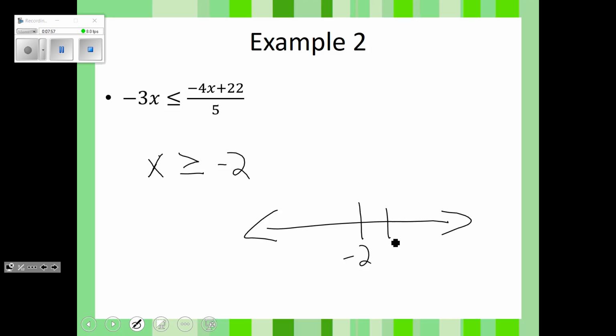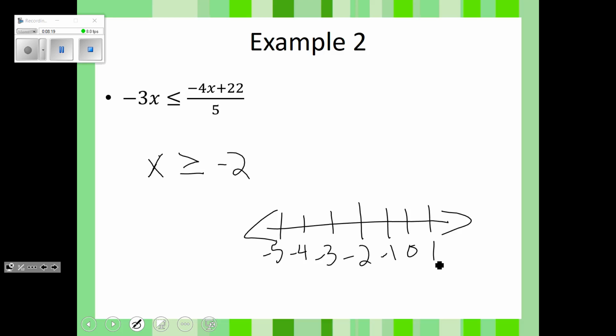negative 2, 3 to the right, and 3 to the left, what number would go here? Why negative 1? Why wouldn't you get larger and go like negative 3? Because negative 3 is not technically greater, right? With negatives, you've got to go backwards. So make sure you label your number lines correctly.